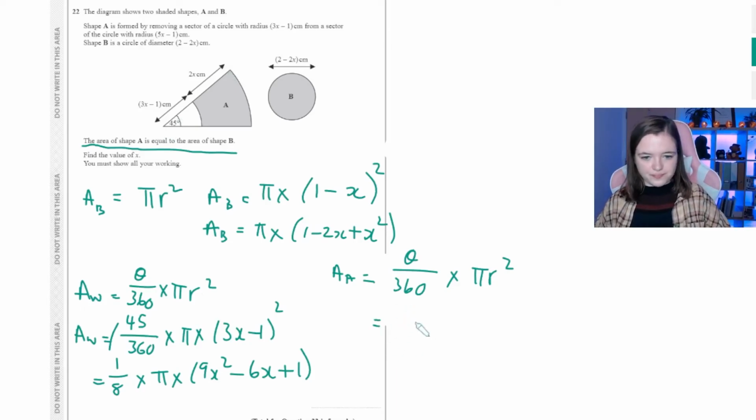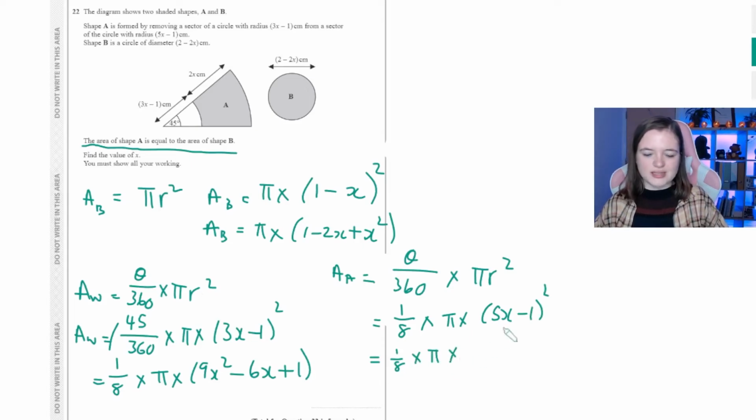Let's put that in. It's the same angle, it's just a bigger part of the circle essentially, just a bigger radius. So 1/8 times pi times radius squared. In this case, the radius is 3x minus 1 plus 2x, which is 5x minus 1. 5x minus 1 squared. Let's deal with that. So we've got 1/8 times pi times, do my little trick, 25x squared minus 10x plus 1. It's looking gnarly, it's looking not good.